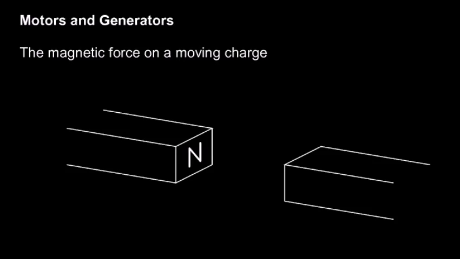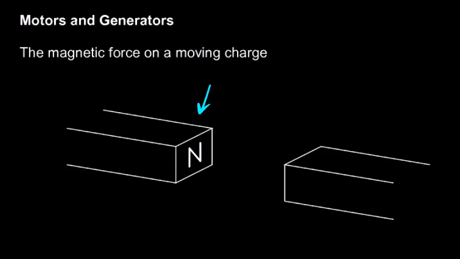Now I'm going to explain the basic idea behind a motor or a generator. And I'm going to do this in terms of the fundamental forces. And we'll start by talking about the magnetic force on a moving charge. And here's the idea. Suppose we have two magnetic poles.